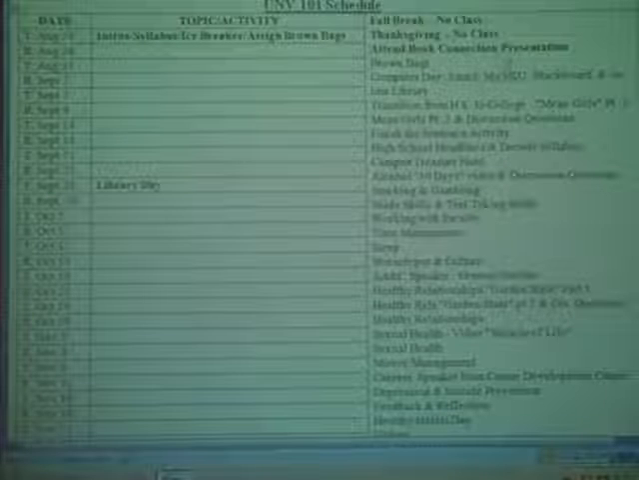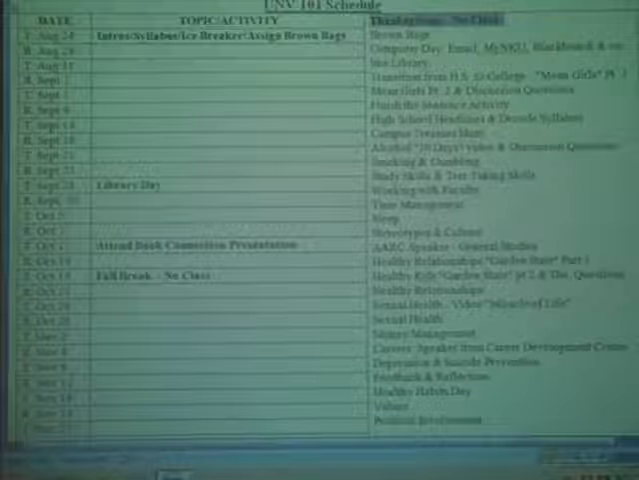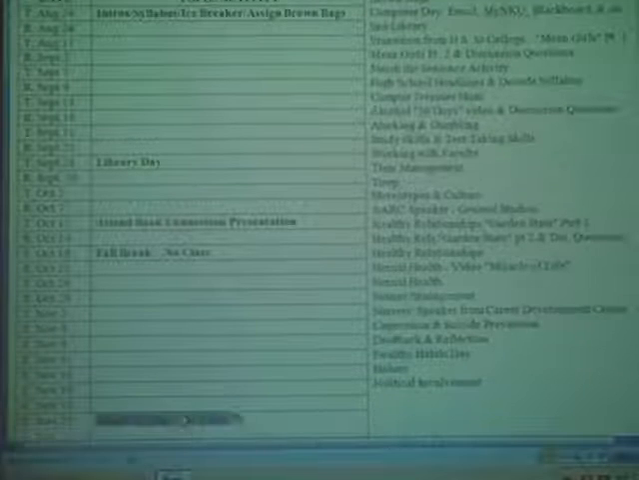I also know that the book connection for this semester was scheduled on October the 12th, so I'll put that in. Fall break is going to be on October the 19th. And then lastly, I know that we're not going to have class on November the 25th because that's Thanksgiving.